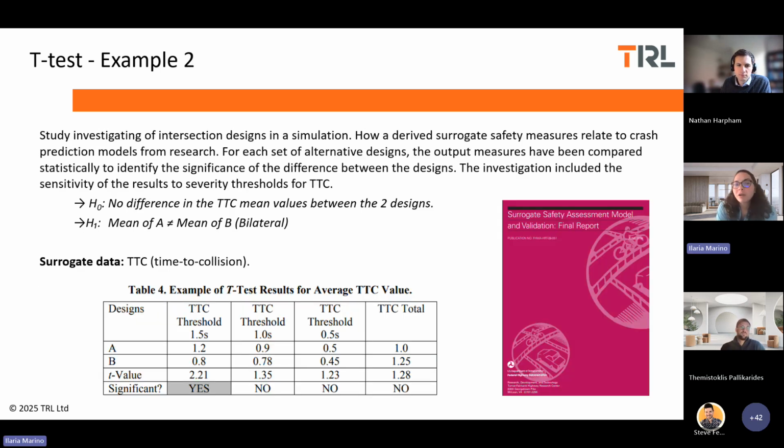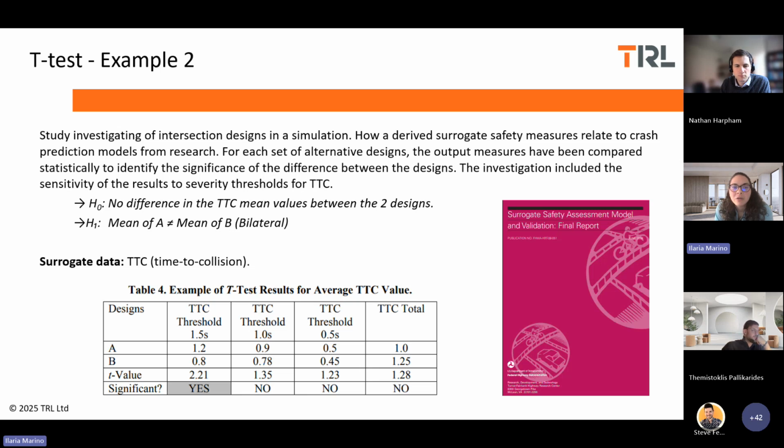Okay, so one more example of t-tests is on the time to collision. Here we want to compare two different designs of a road and check the time to collision. This is data from a simulation. Because this is simulation data, we are pretty confident that we can have multiple data points, and we are quite confident that normality can be expected in this case.